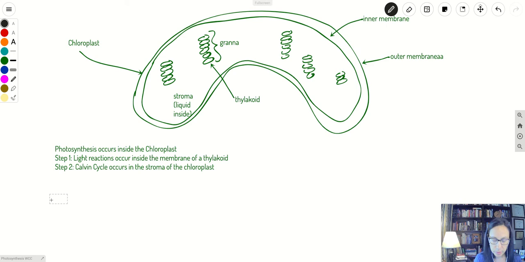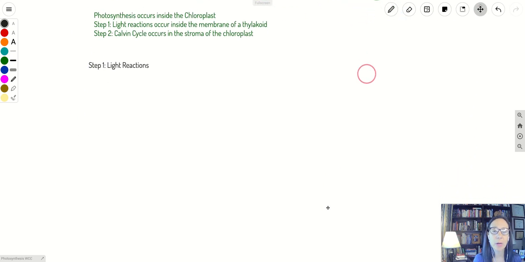Okay, I'm going to change colors here. Step 1, these are called the light reactions. Okay, and they're called the light reactions because this is where the sunlight actually is harvested and used. The energy from the sun is used to drive these reactions. And so what I'm going to do is I am going to draw a membrane of a thylakoid. So I'm going to draw right here. This is a thylakoid. Okay, it's a disc.